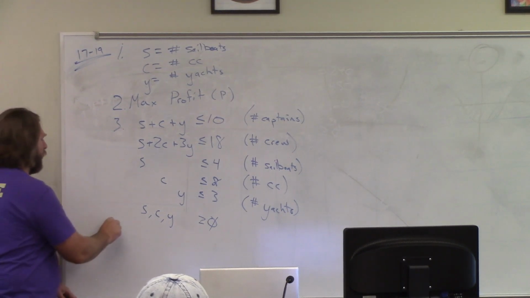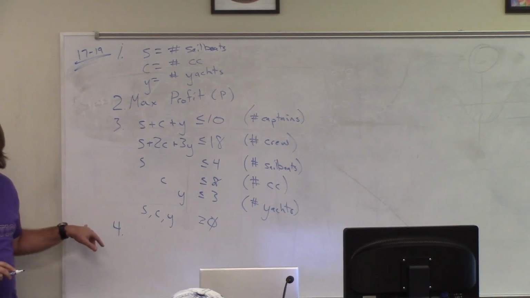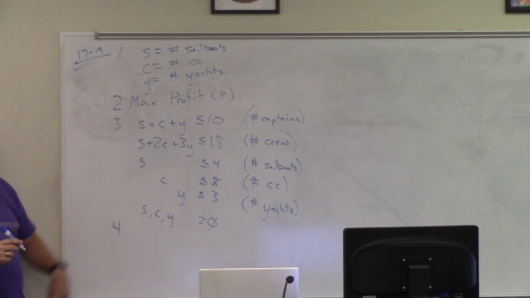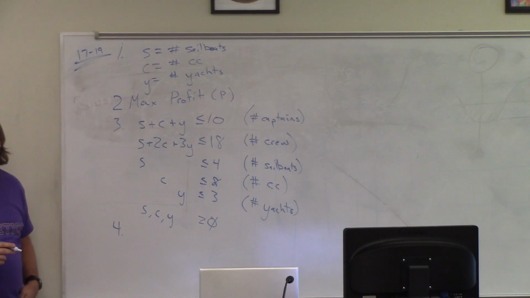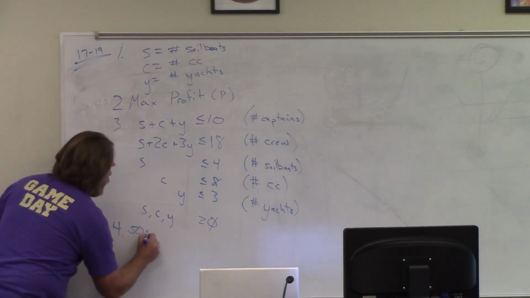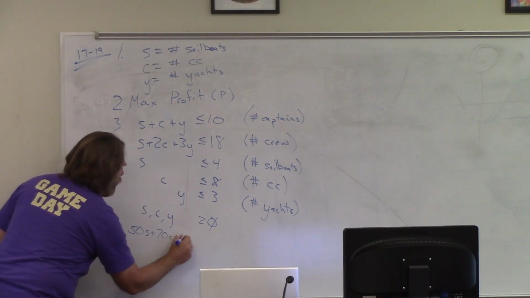And then step 4 is our objective function. What's our objective function? We want to maximize profit. How do we compute what our profit is? 50S plus 70C plus 100Y.